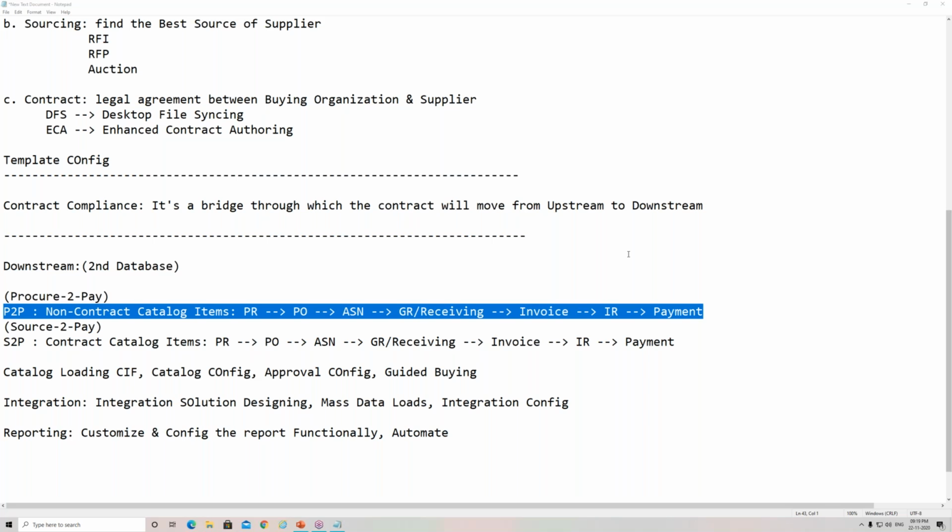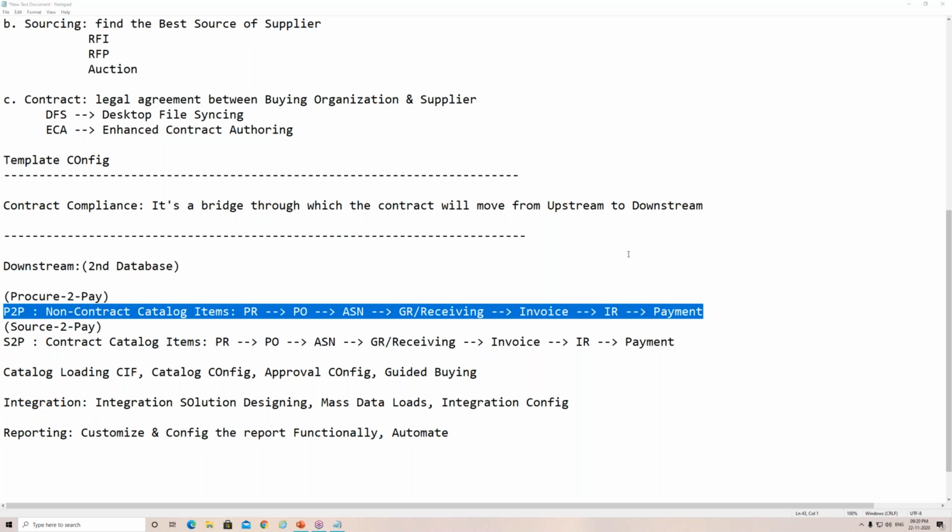I will tell you, when Ariba launched its cloud solution in 2010, there were two solutions, not one. Right now, if you go to Ariba, it will say Ariba Buyer is one solution. But in 2010, Ariba Buyer consisted of two solutions, upstream and downstream. The upstream solution had a separate URL with a separate database and separate application. Downstream was a separate application with a separate database and a separate URL.